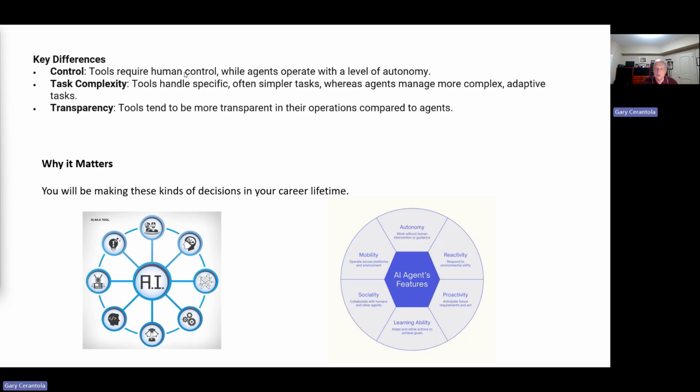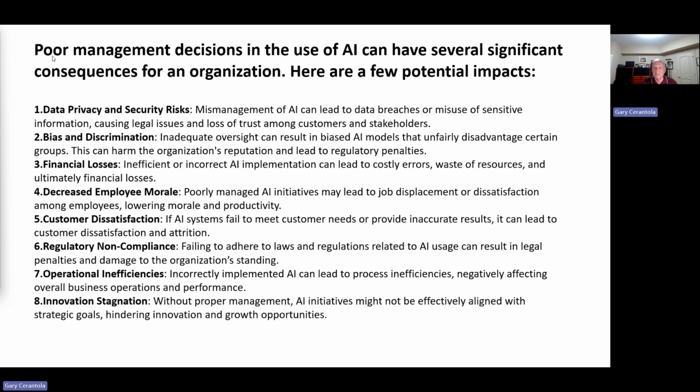Okay, so key differences now. Tools require human control, right? While agents operate with a level of autonomy. Task complexity: tools handle specific, often simpler tasks, whereas agents manage more complex, adaptive tasks. And that's where there's more variability, so things can go wrong. And transparency: tools tend to be more transparent in their operations compared to agents. So you'll be making these kinds of decisions in your career lifetime. So understand what the features are around using it as an agent. So these are the kind of things that you really need to take into consideration.